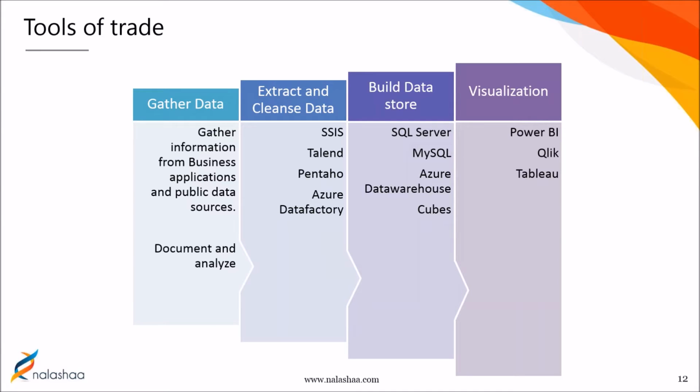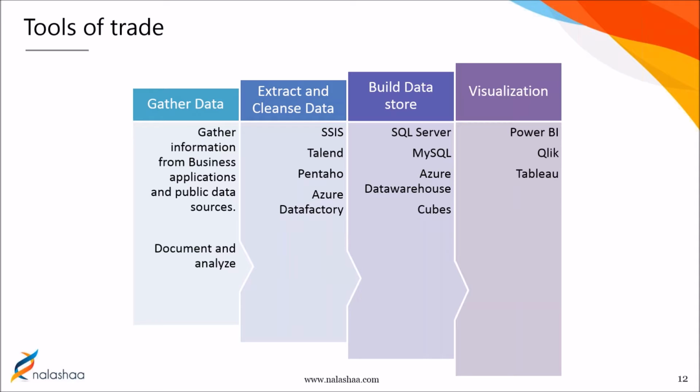So we have noticed that any successful implementation of BI goes through 4 different steps or 4 different phases. The first one is gather data, then we extract and cleanse the data, we build a data store, and then we build a visualization.